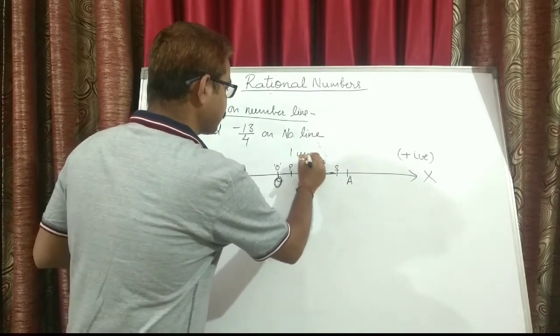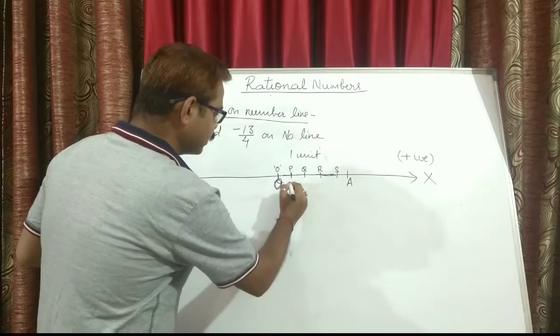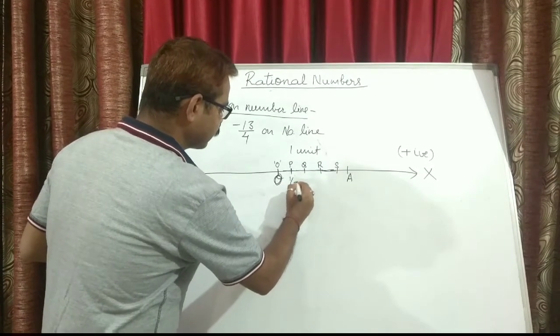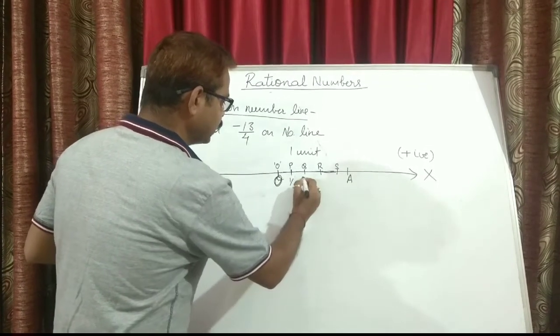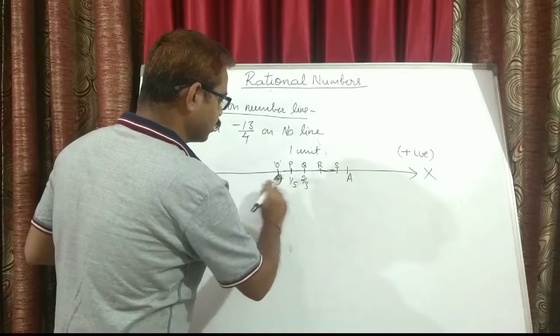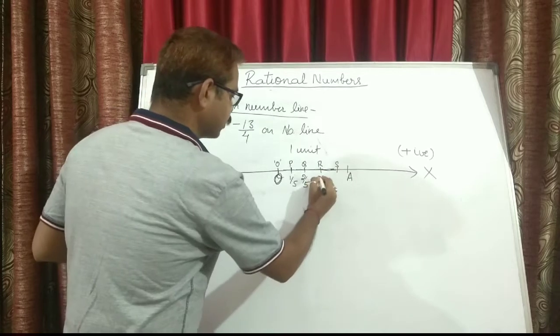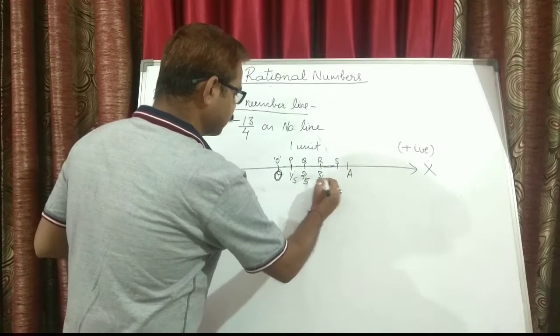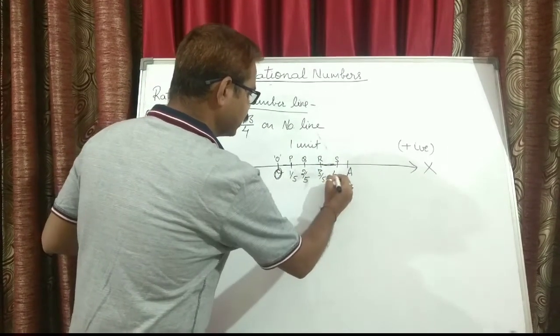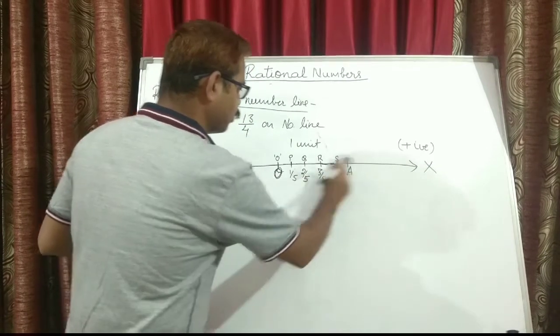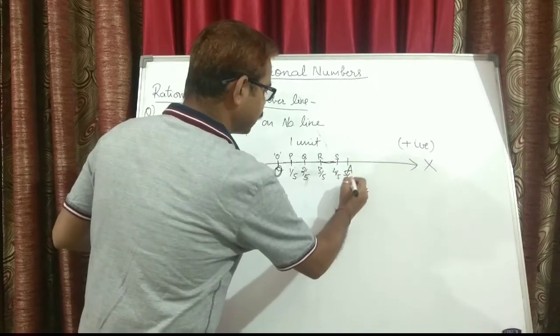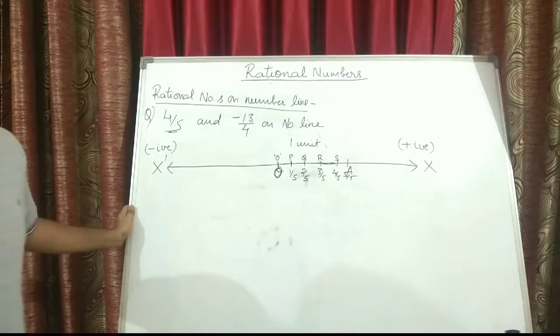1 unit. OP will be 1 upon 5, OQ will be 2 upon 5, OR will be 3 upon 5, OS will be 4 upon 5, and OA will be 5 upon 5. And 5 upon 5 is 1.